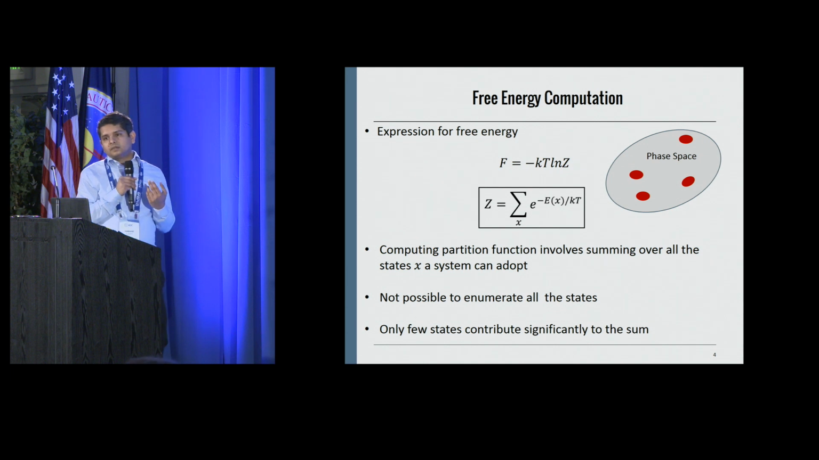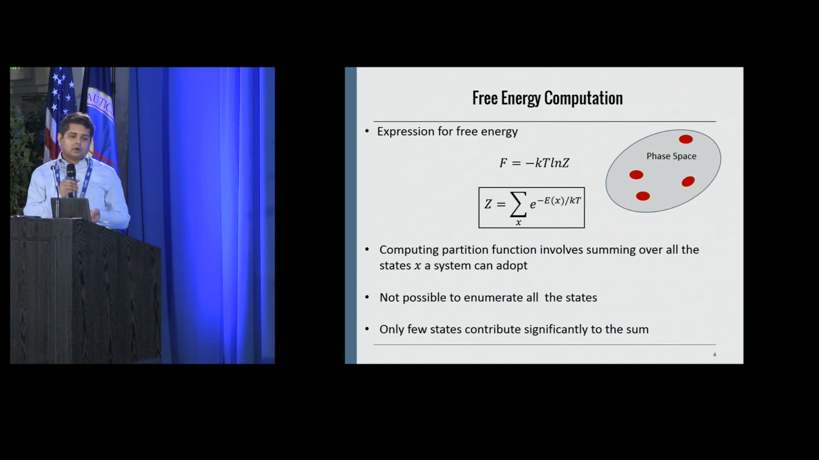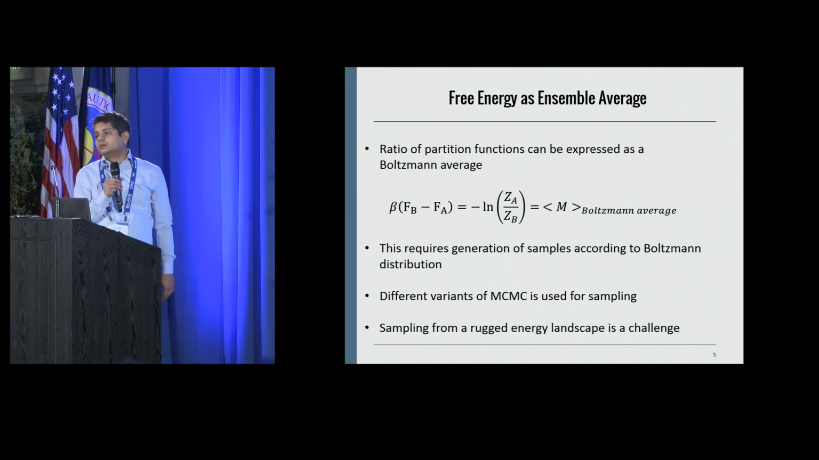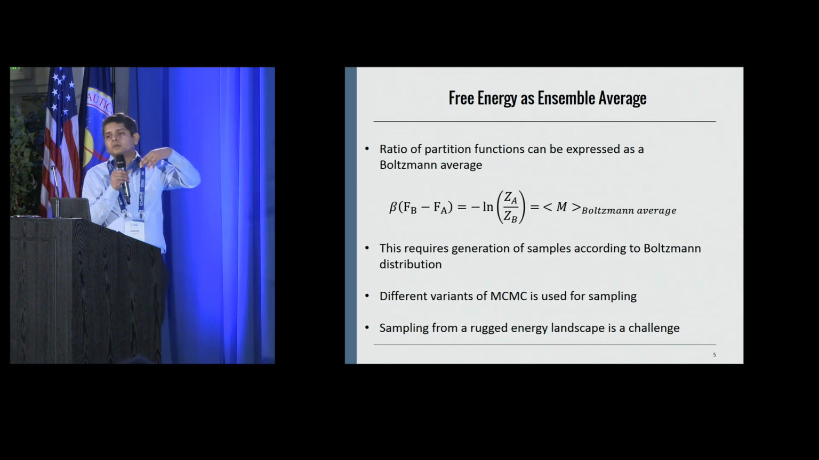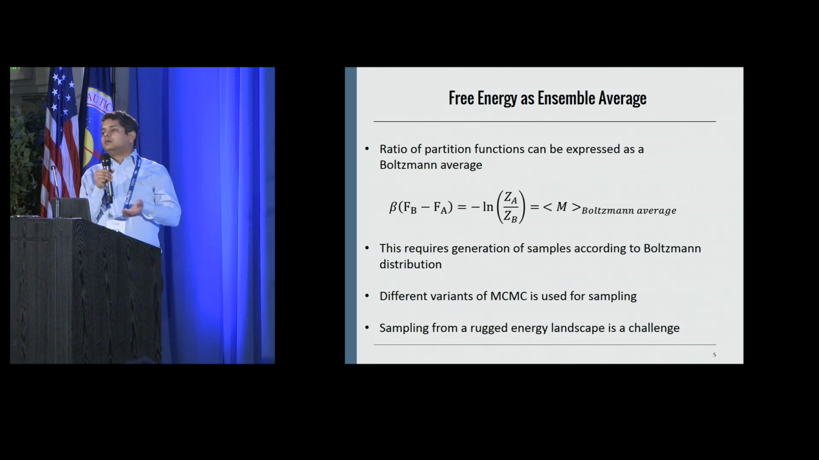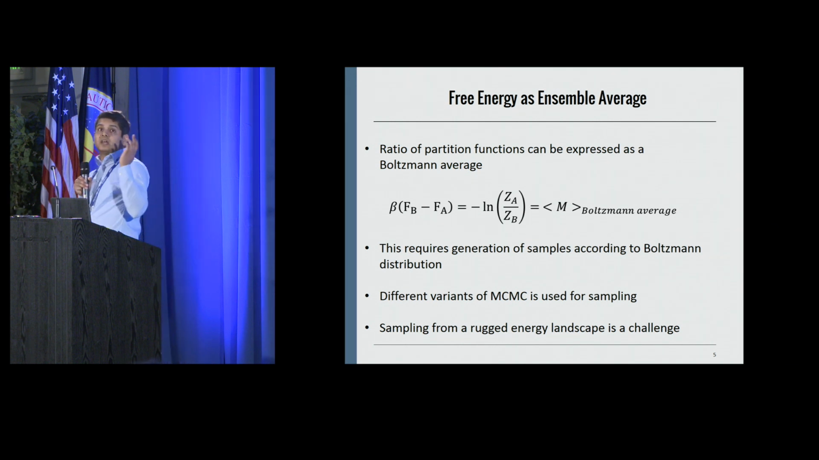This is a known problem in the field of statistical mechanics, and people have already found a solution for this. Instead of talking about absolute free energies, we talk about free energy differences, and that's what we want, right? Free energy differences, which are nothing but the ratio of partition functions, can be expressed as a Boltzmann average of a suitable property, M. This property M varies by the technique you use to compute free energies. The bottom line here is, if you can get Boltzmann samples, then you can compute these averages, and that allows you to get free energy differences.